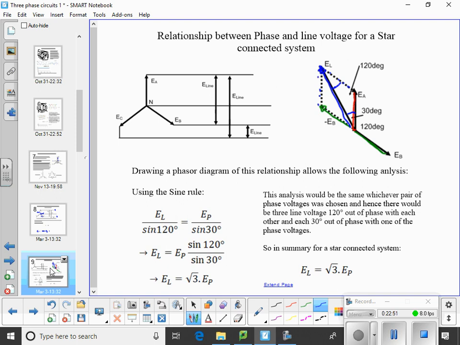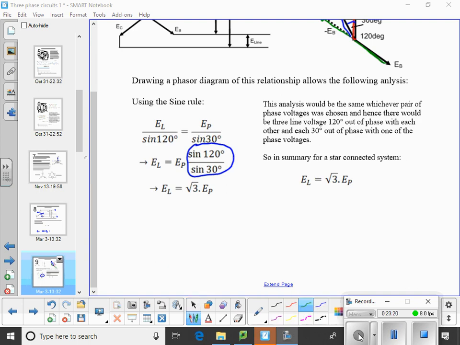Okay. If you then put this bit in your calculator, sine 120 degrees over sine 30, you'll find that the result is root 3. Hopefully, in summary from that, it's always true: for a star connected system, the line voltage is equal to root 3 times the phase voltage. Equally, we can say E phase is EL over root 3. So if we know one, we can always find the other one.